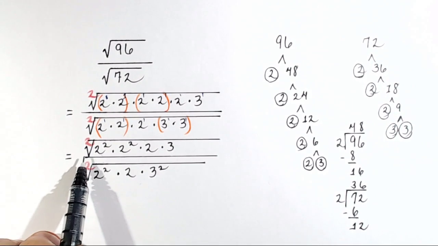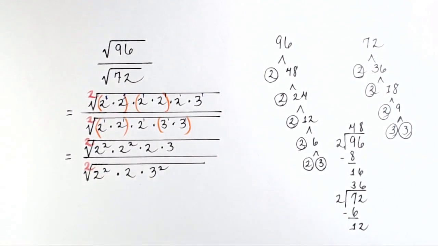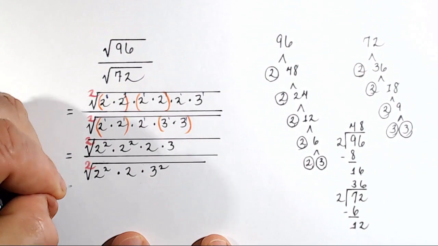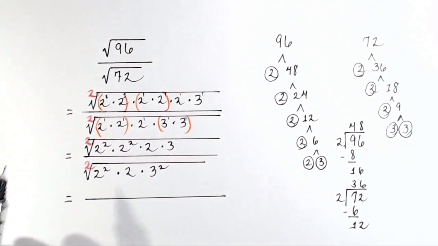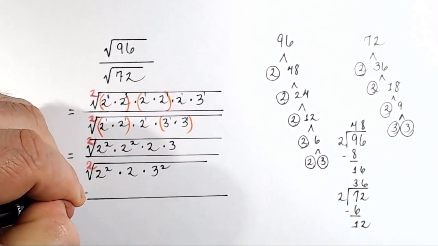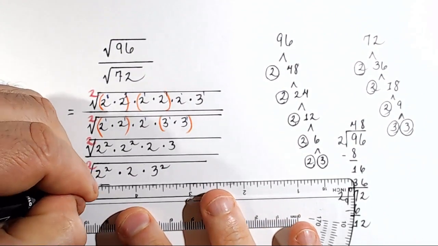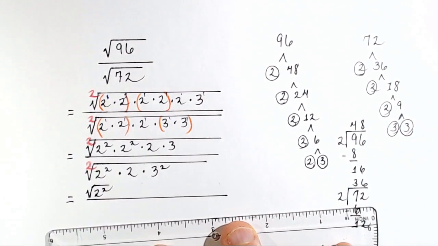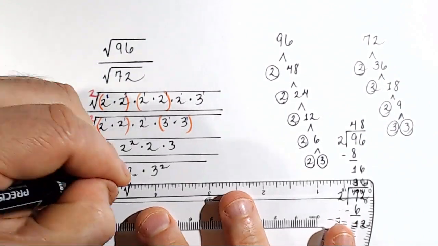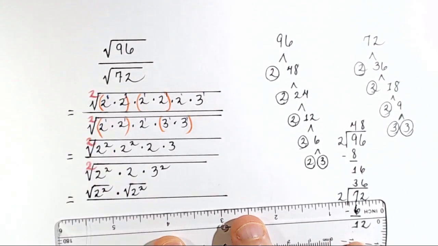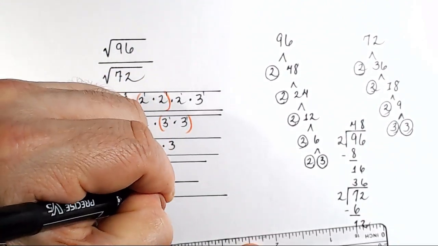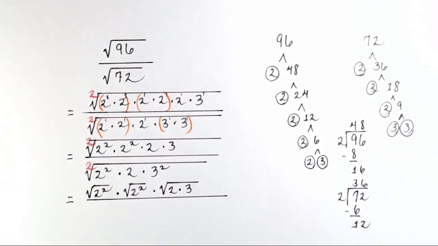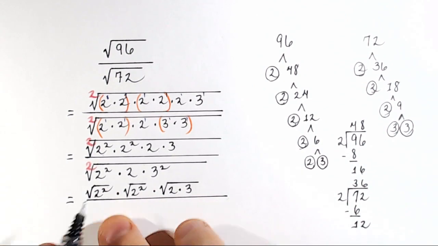Okay, so I'm going to first of all break this square root up into pieces, and then we will simplify. So one more time, we'll write this again. Big fraction bar. And now I'm going to group these in such a way like this. We'll take the square root of 2 squared times the square root of 2 squared times the square root of 2 times 3.